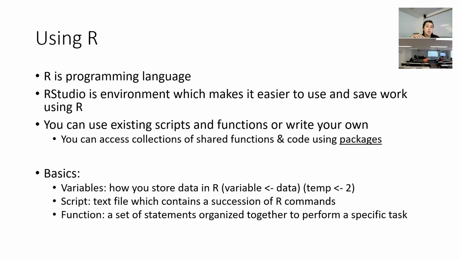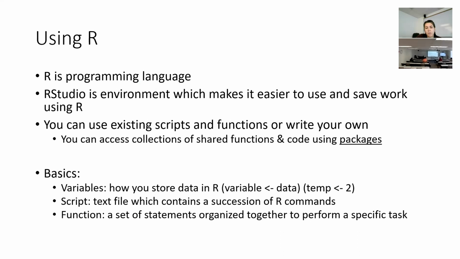So just a few basic terms. When I refer to variables, a variable is how you actually store data in R. And the notation of that is you would assign a variable name at the beginning of a line of text. You would have the less than sign and then a minus to kind of form an arrow pointing towards whatever the variable name is. And then you would have your actual data on the other side of that arrow.